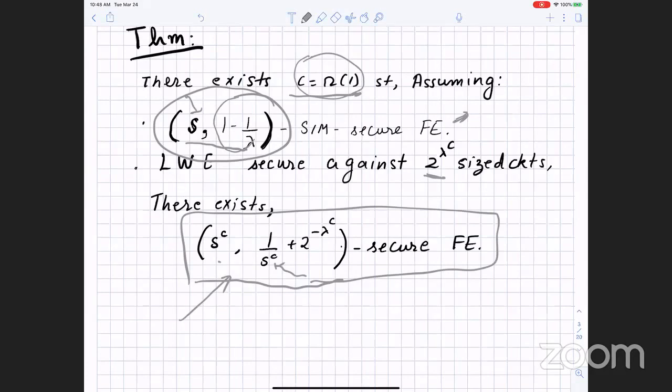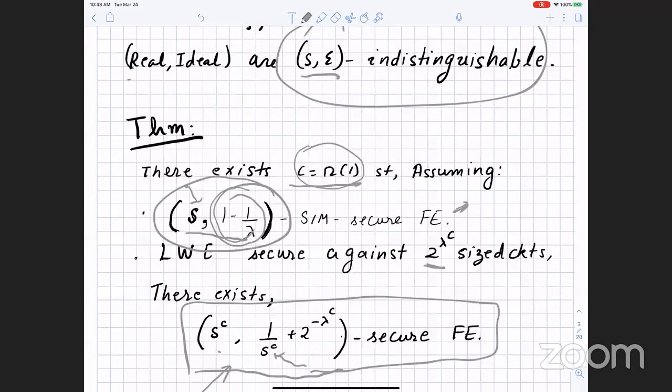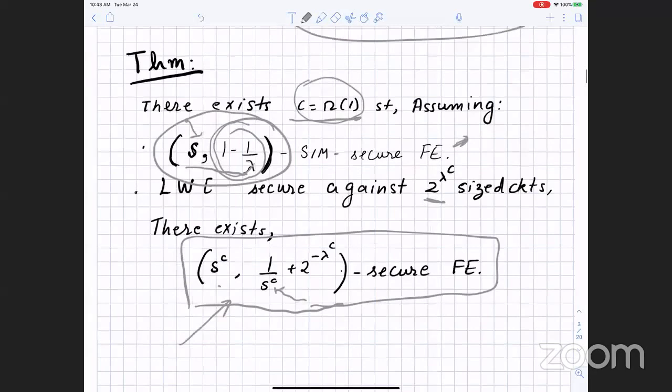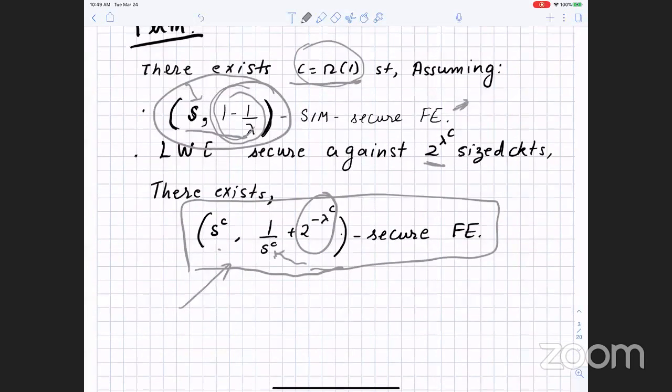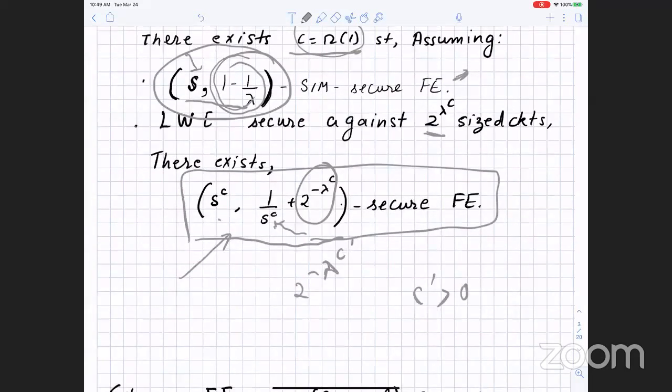Now look at the advantage. We are starting with basically 1 minus 1 by lambda, which is close to a broken scheme, an advantage which can be as bad as 1 as lambda tends to infinity. And what we are able to get is something like 1 by S to the C plus 2 to the minus lambda to the C. Now this part is negligible, but if you started with S being sub-exponentially large, you get an advantage which looks like this, where C prime is greater than 0. If you started with security for all polynomial size circuits, you'll get standard negligible security, meaning that this thing will be less than all inverse polynomials. That makes sense?